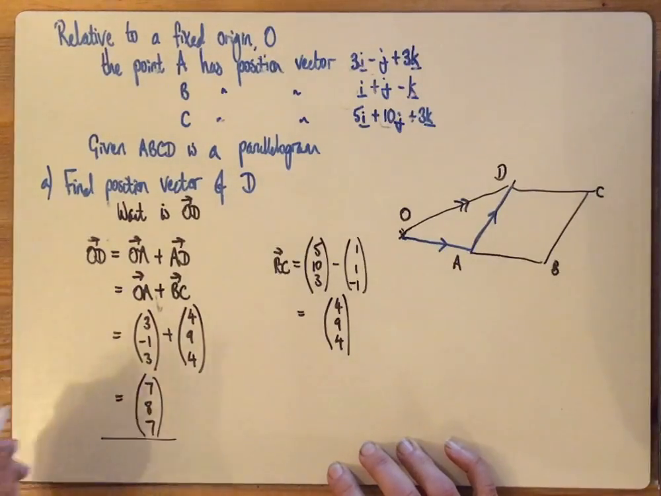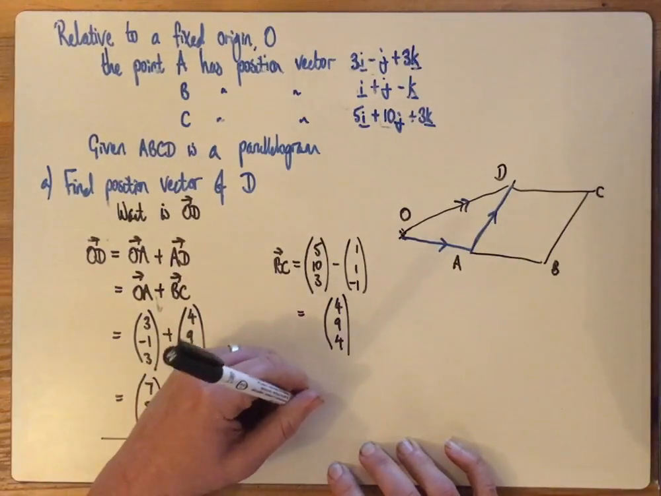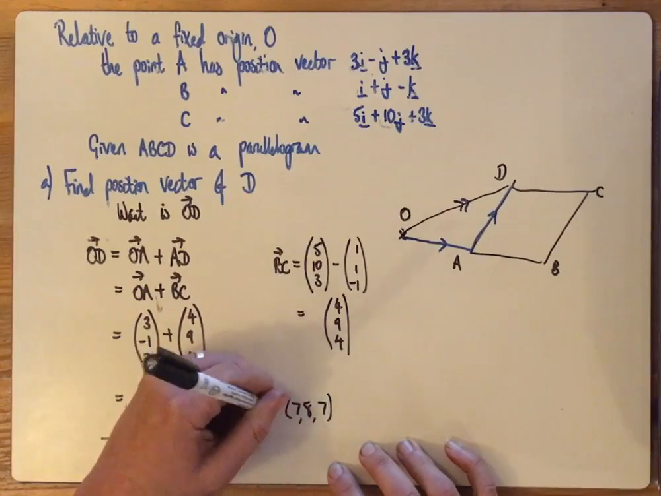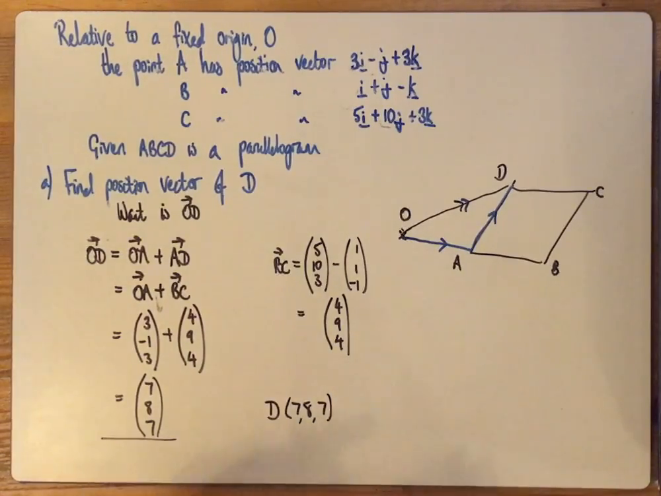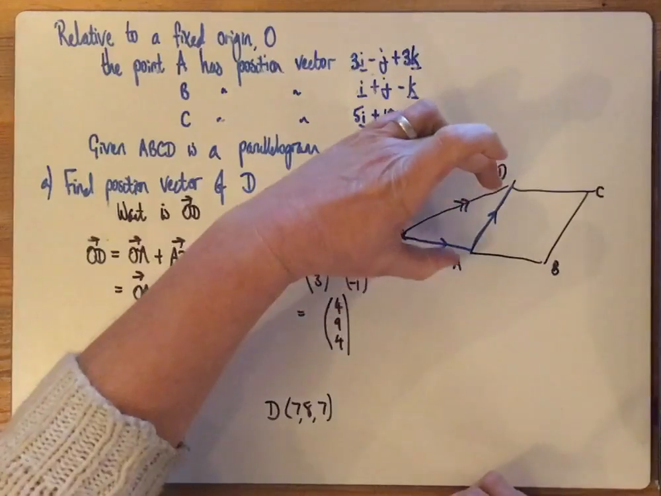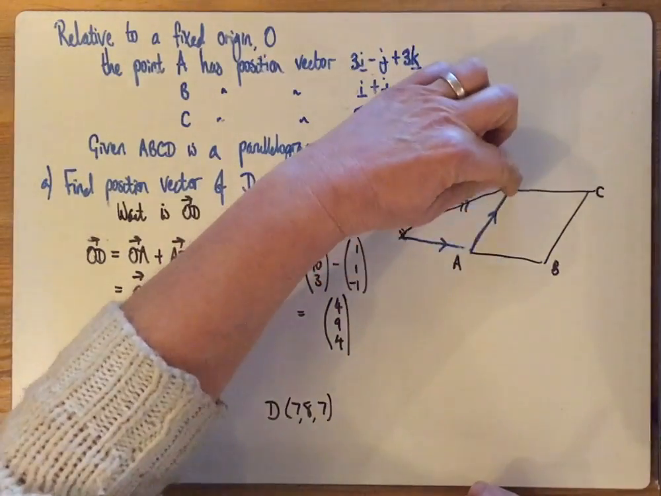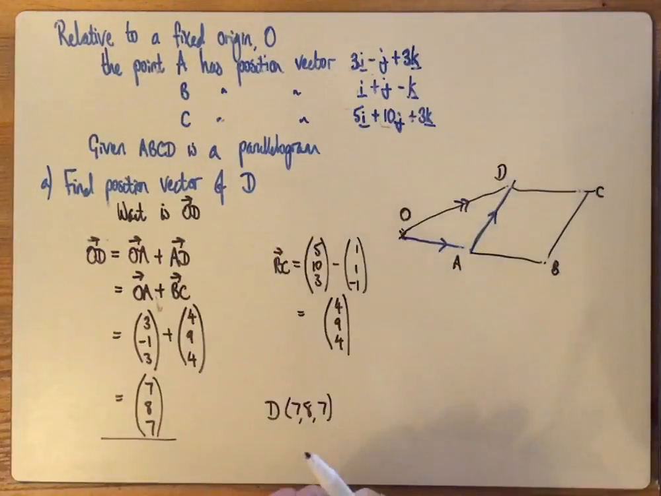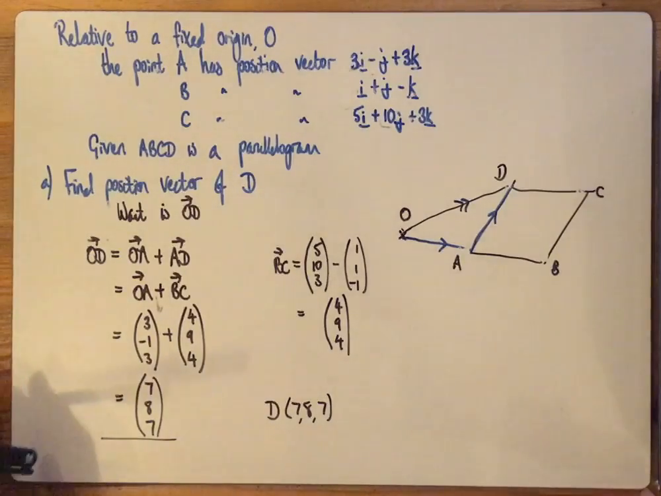If you wanted the coordinates of D, you'd need to write them as coordinates, so just be a little bit careful of the difference between the two. So hopefully that all makes sense, but you can use the fact this is a parallelogram. So going from A to D is the same as going from B to C in vector terms.